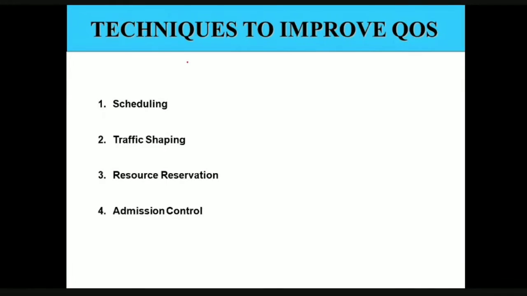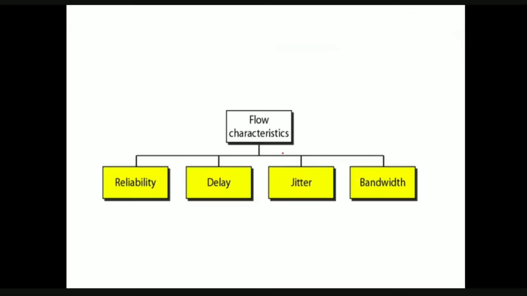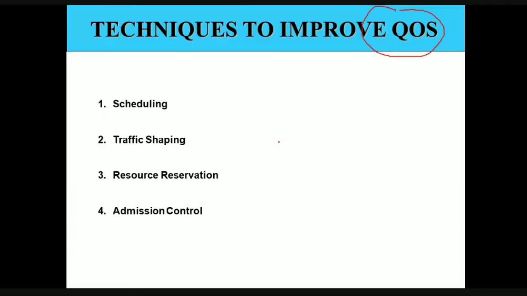In this lecture, we are going to discuss the techniques to improve the quality of service. So we just saw the different flow characteristics: reliability, delay, jitter, and bandwidth. Now we are going to discuss the different techniques which are available to improve this quality of service. There are different types of techniques, and we are going to discuss four important ones.